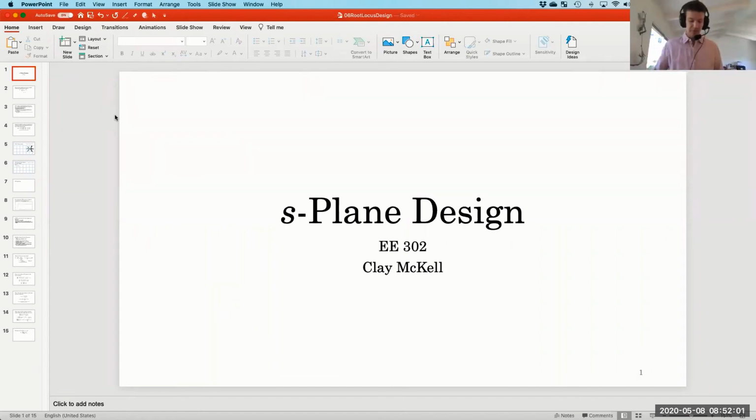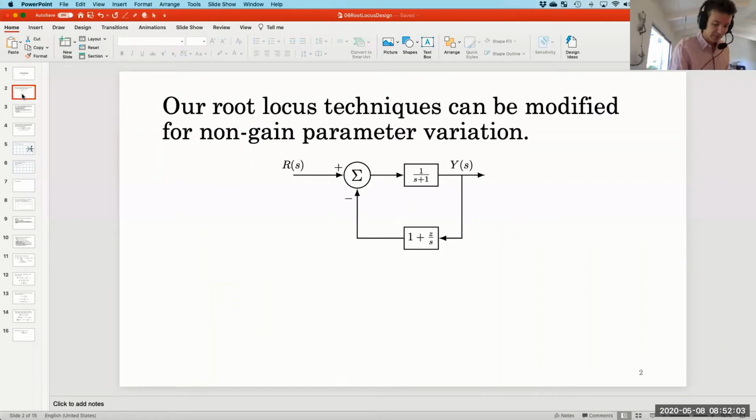All right. So let's talk about how we can use our root locus techniques to design systems. And I think one of the very first questions, in fact, it was a question that was asked in the previous unit, was can we use this technique to analyze closed loop pole behavior if it's something other than open loop gain that's being varied? And the answer is yes, but we're going to have to manipulate the problem to get it into a form that our tool can solve, okay?